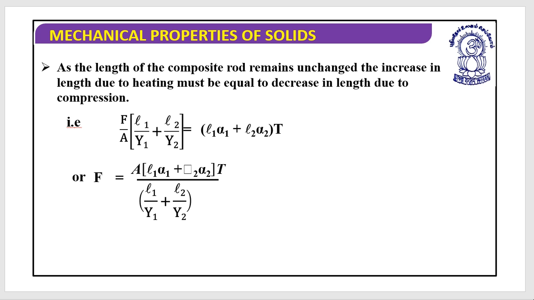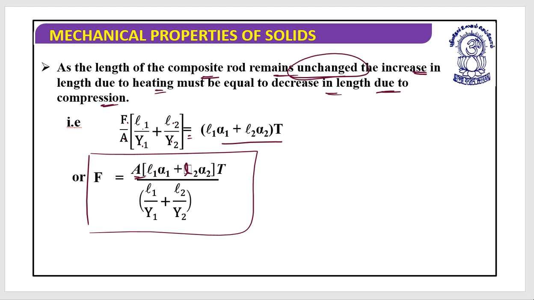As the length of the composite rod remains unchanged, the increase in length due to heating must be equal to the decrease in length due to compression. So F by A into the bracket L1 by Y1 plus L2 by Y2 should equal L1 alpha 1 plus L2 alpha 2, into T. From this, the force is F equals A into the bracket L1 alpha 1 plus L2 alpha 2, into T, divided by L1 by Y1 plus L2 by Y2. Please keep this in mind.